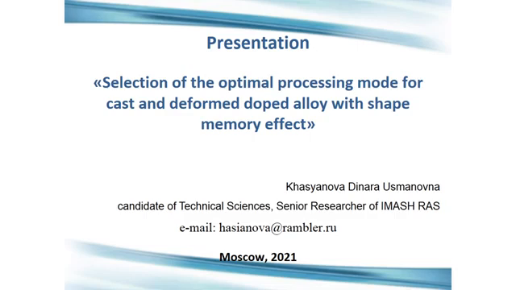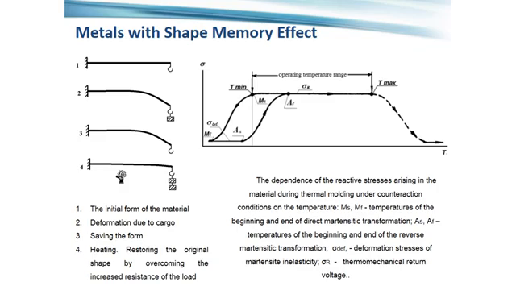I present to you my work: selection of the optimal processing mode for cast and deformed titanium nickelide alloys with shape memory effect. Ensuring the high quality of mechanisms for their entire service life by increasing the reliability and tightness of component elements is one of the most important tasks of mechanical engineering and robotics, as well as a long-term goal of the industry. One of the main factors for ensuring reliability is the use of new materials with specific properties, such as the shape memory effect.